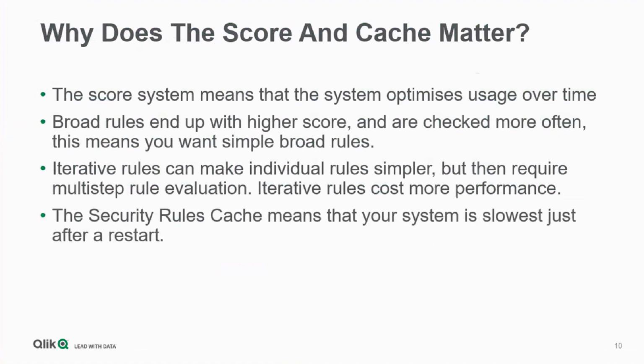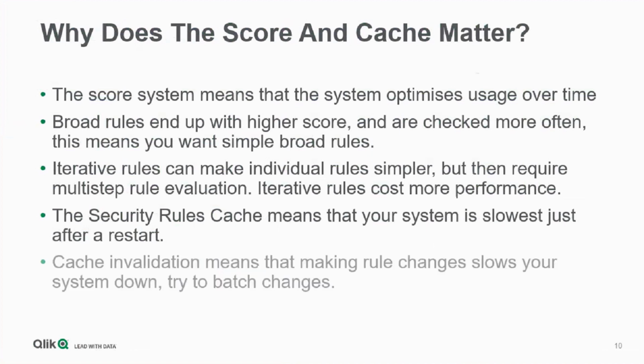And the security rules cache means your system is slowest just after a restart, because the cache, like the score, is ephemeral. We throw it out whenever the system restarts. It's never written to disk. It's never written to the database. It's gone. So your system will be slowest just after a restart. Nothing's cached, and the rule evaluation may not be optimal for the environment that it's running in. So you need to be aware that your system is slower after you restart it.